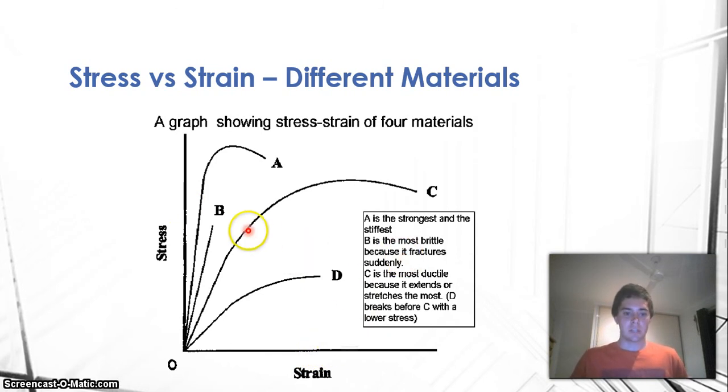B is the most brittle because it gets to this point and then suddenly breaks, compared to A, which has a higher strain and breaks at this point. Material C is the most ductile because it has a breaking point at a very high strain, and with the stress compared to strain we know that it is fairly elastic. D is more elastic, but it has a lower breaking point compared to the strain.